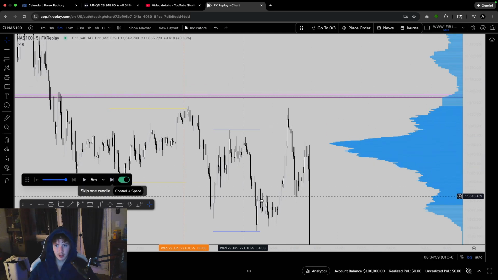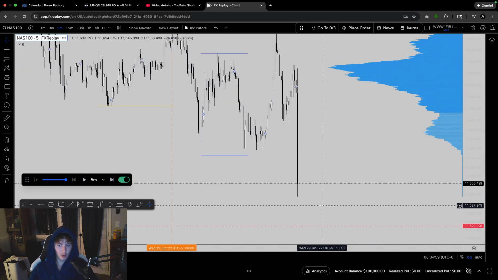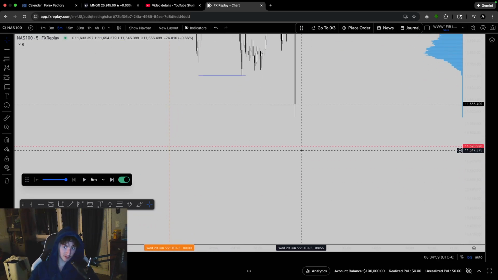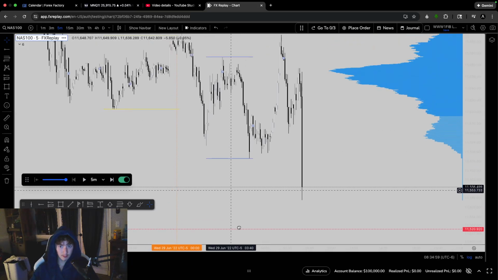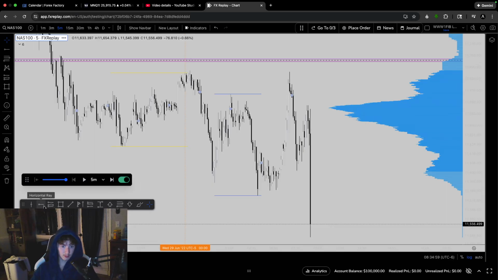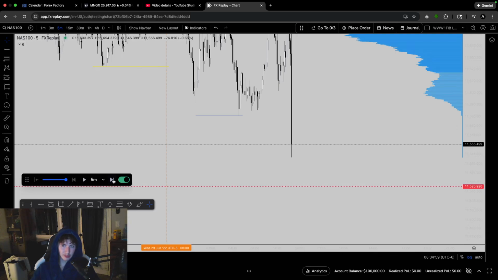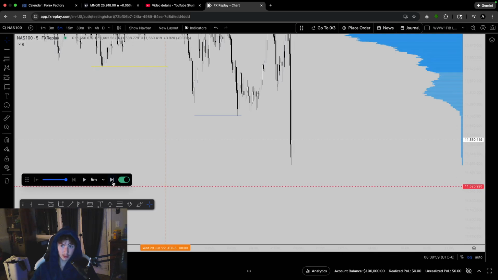Let's see if it... Okay. Oh, wait, hold up. This might be good. We're coming down. We saw this 4 hour. This was a 4 hour inverse fair value gap that we saw earlier. Okay, this might be good. We swept London low. This is good to note. Midnight opens all the way up there. Let's see if we sweep it or not.